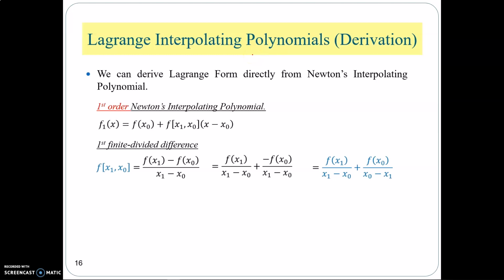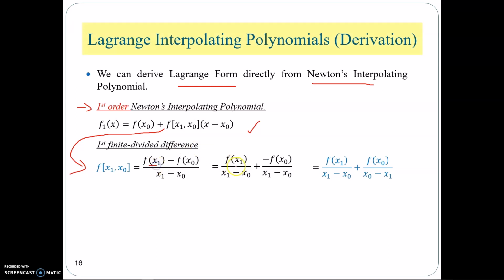We will continue with the Lagrange interpolating polynomial. So we can obtain the Lagrange format directly from the Newton interpolation. Previously, you obtained the first order Newton interpolating polynomial to be this. f[x1, x0] is the first finite divided difference or the first derivative approximation.